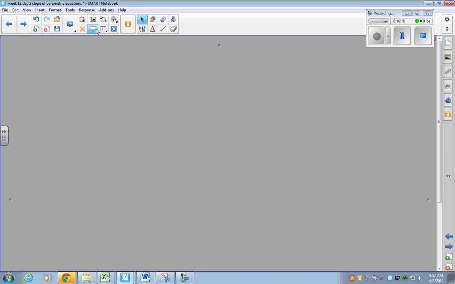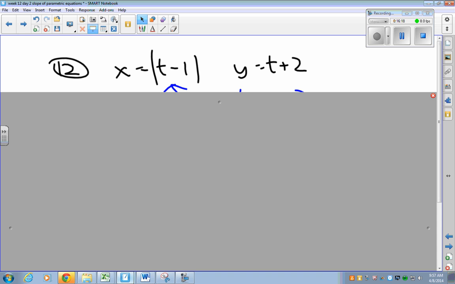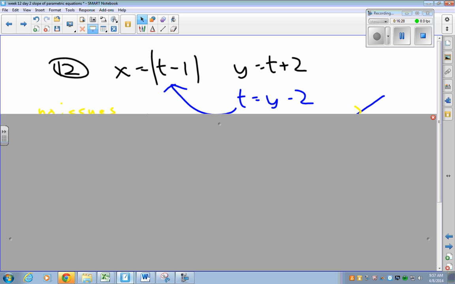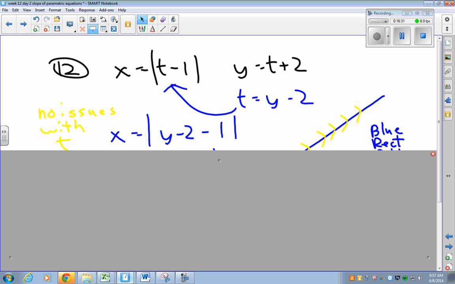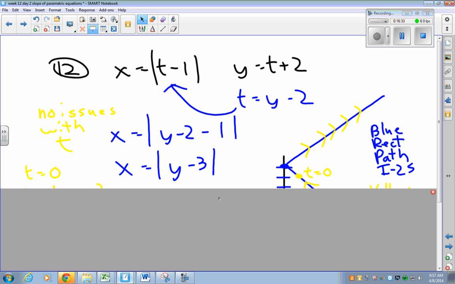Number 12, I just told you on the previous one I would normally solve for t and throw it into the x, but I do not want to deal with absolute value. So this one I actually solved it with the y one. So t is y minus 2, x is y minus 2 minus 1, which is x equals y minus 3. You know that one really well if it's y equals x minus 3.